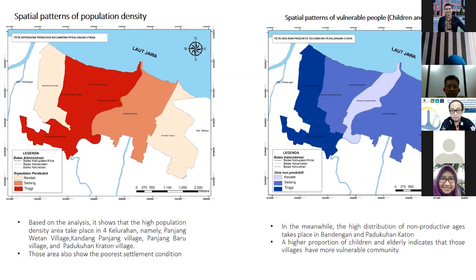Based on the analysis, the spatial pattern of the population density shows that high population density takes place in 4 villages: Kanjang Wetan, Kandang Panjang, Panjang Baru, and Padukuhan Keraton. This area also shows poor settlement conditions. So I think this data confirms that population density is associated with settlement conditions or the living environment conditions, as well as the number of children and elderly people. This age group also contributes to the vulnerability level of the community.